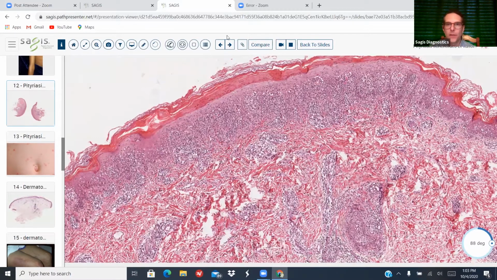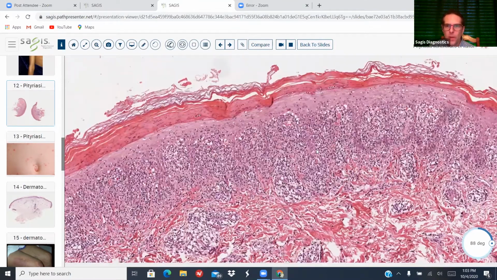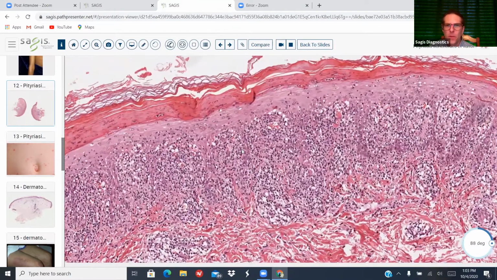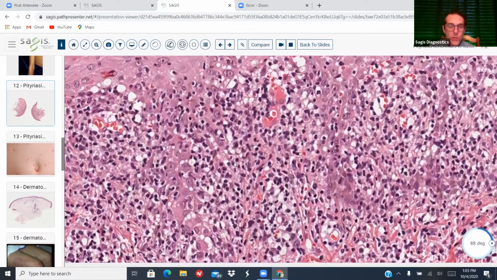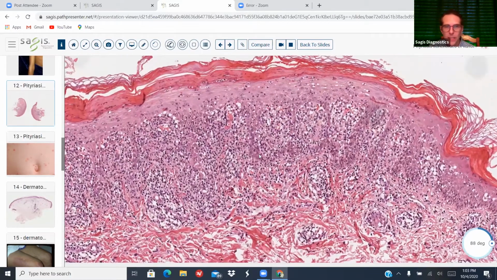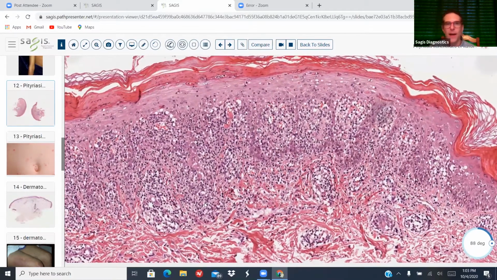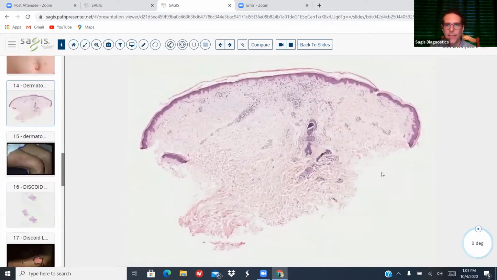In Gougerot-Blum type. So again, this is Mucha-Habermann disease. A little bit of spiky, rete ridges, so everything's not perfect. This is not syphilis. If you were worried, again, in the right clinical setting, you could get a treponemal stain or ask the dermatologist to get an RPR. Okay, so let's move on to the next case.